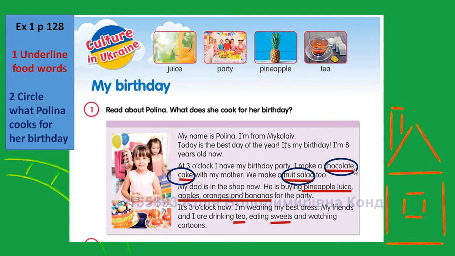I make a chocolate cake with my mother. We make a fruit salad too. My dad is in the shop now. He is buying pineapple juice, apples, oranges and bananas for the party.